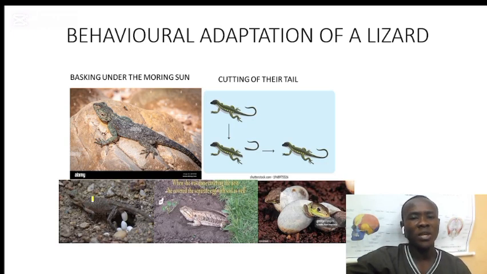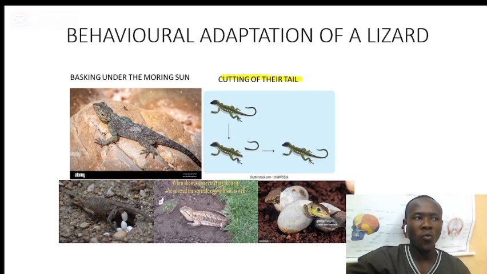Now let's talk about the behavioral adaptation of a lizard after we have talked about the structural adaptation of a lizard. Now, how does the lizard behave in its environment in order to survive there effectively? One, they do what we call basking. Most often they bask under the morning sun in order to increase their body temperature so that they can become active. Then two, they cut off their tail.